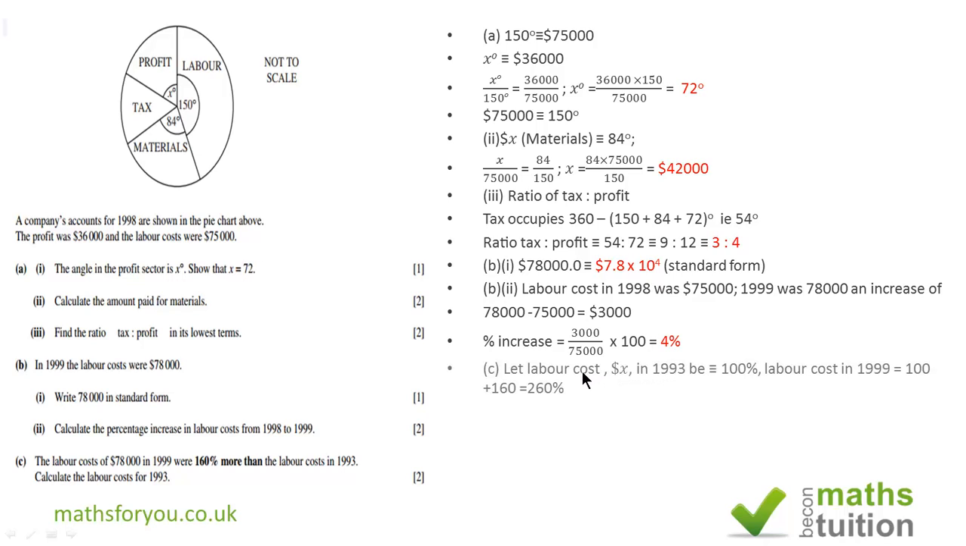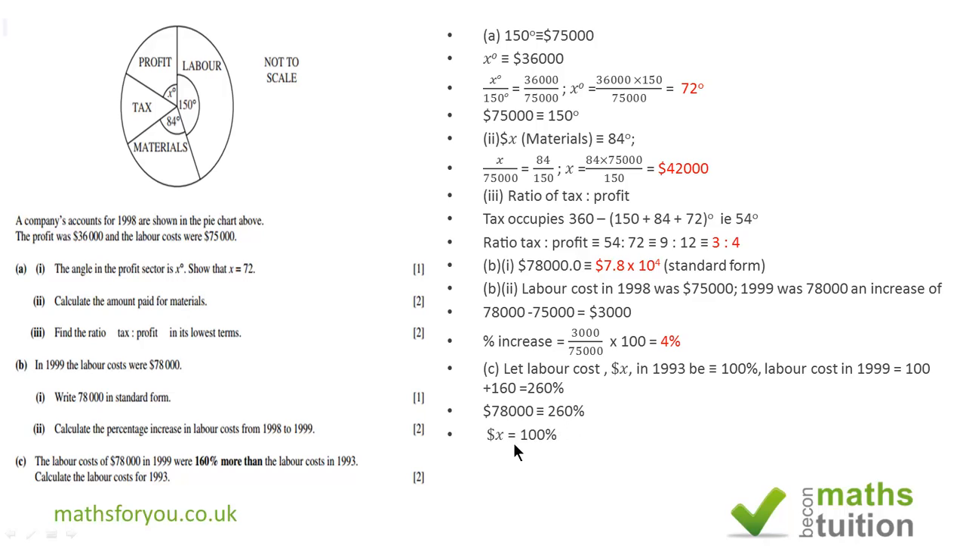Now, part C. You've got to be very, very careful with the wording of the question. And as you can see, 160% more than, that's in bold letters. So that is saying to us that 1999 is 160% more than 1993. So in effect, for 1999, it is 260% if 1993 is 100%. Right, so 78,000 is equivalent to 260%.